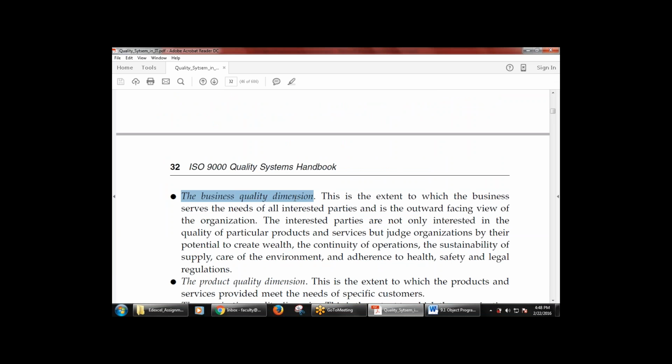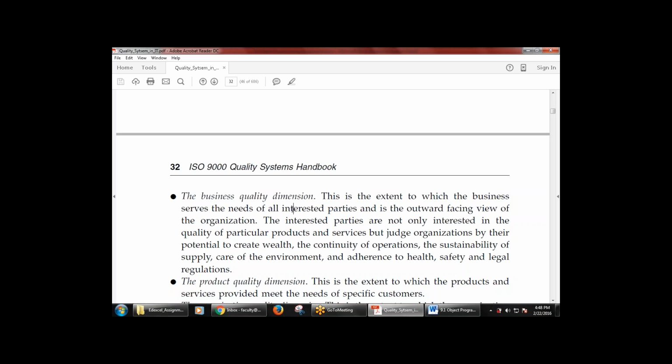First is the business quality dimension. So that is the first part. This is the extent to which the business serves the needs of all interested parties. So there will be a need of each and every interested party, and it is the outward facing view of the organization. That is the business quality dimension. That is, what is the business quality and how the dimension will be moving, the outward facing view of the organization.